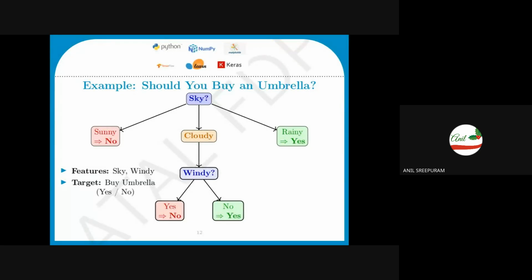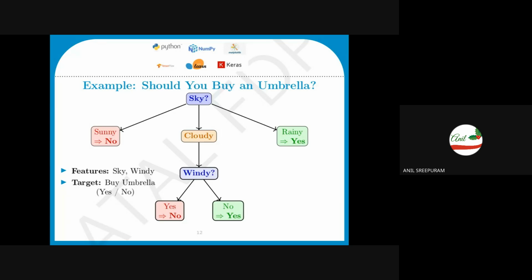What it will do is something which we normally do. It will first look into the sky. Whether it is sunny, rainy, or cloudy. If it's sunny, we all know we don't need to buy an umbrella, so you can output no. If it's rainy, then you should buy an umbrella. But if it's cloudy, then you should again check the windy situation, whether it is windy or not. If it's windy, it is classified as no, and if it is not windy, then yes.